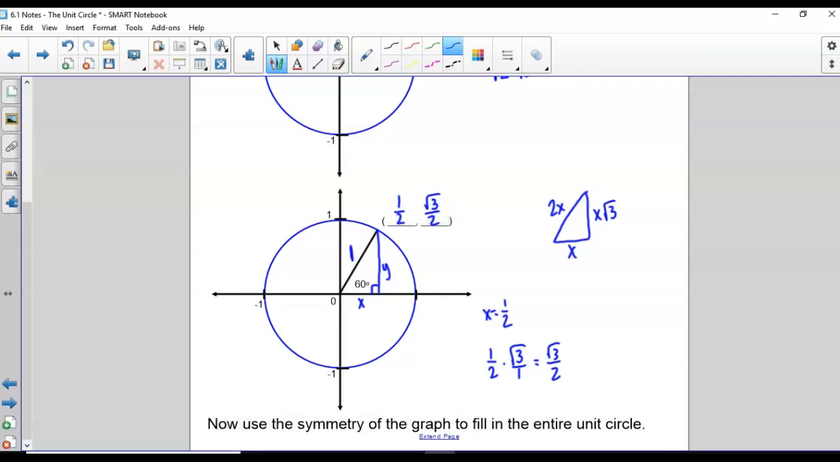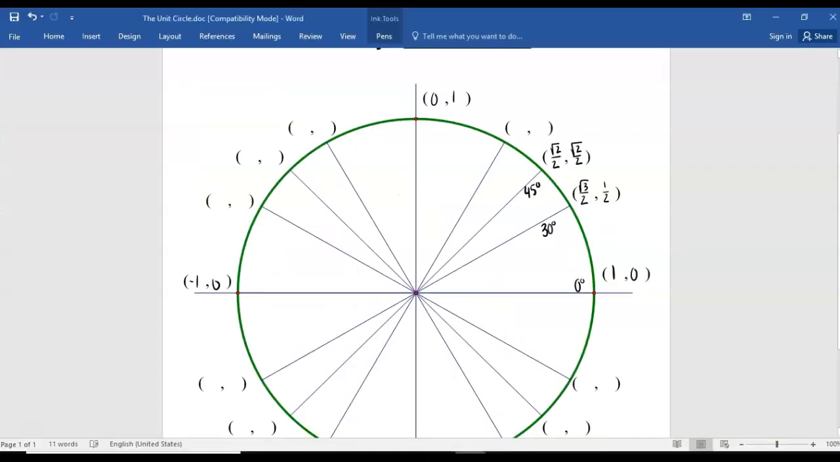Okay? So you'll notice it's like the same triangle we had for the 30-degree angle. It's just been flipped where it's taller instead of wider. So we get the same coordinates. They're just switched. So here on that unit circle, we can have 1/2, square root of 3 over 2. And let's see, we're going to put a 60 degrees here.